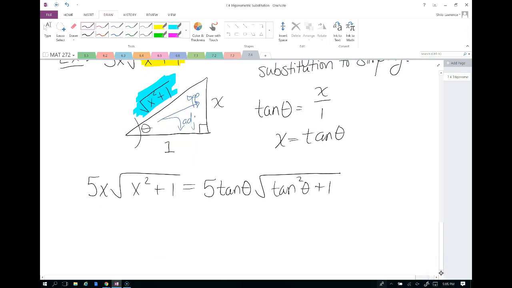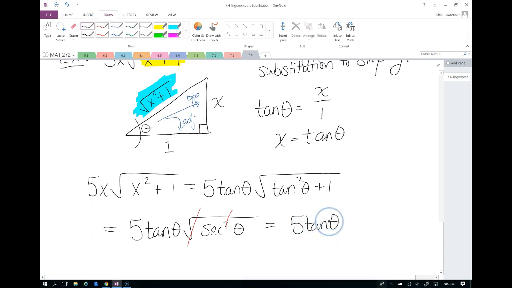And that's where our Pythagorean identity comes in. Tan squared theta plus 1 is a Pythagorean identity. Tan squared theta plus 1 is equal to secant squared theta. And now that I've eliminated the addition, I can just do the cancellation of the square and the square root. So this one simplifies down to 5 tan theta secant theta.